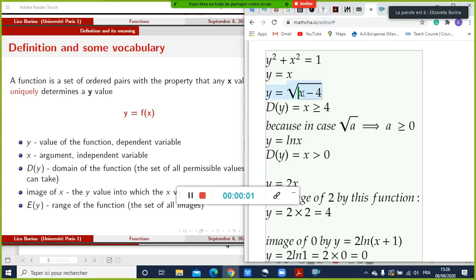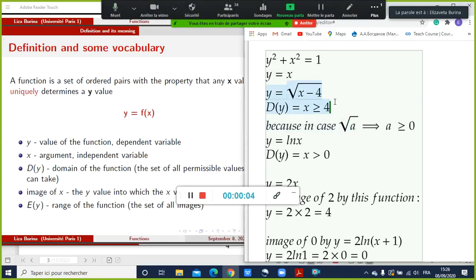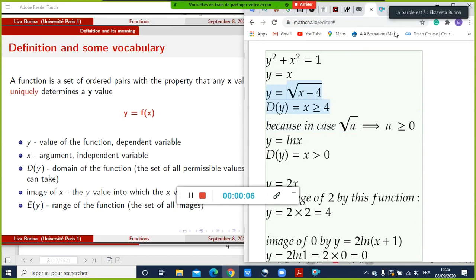Okay, so in the case of a square root function, the domain is just non-negative.